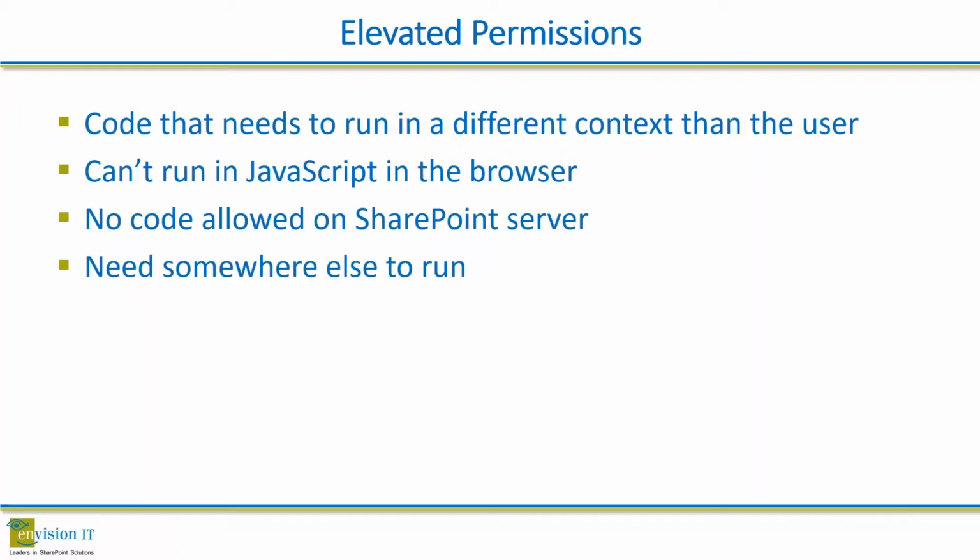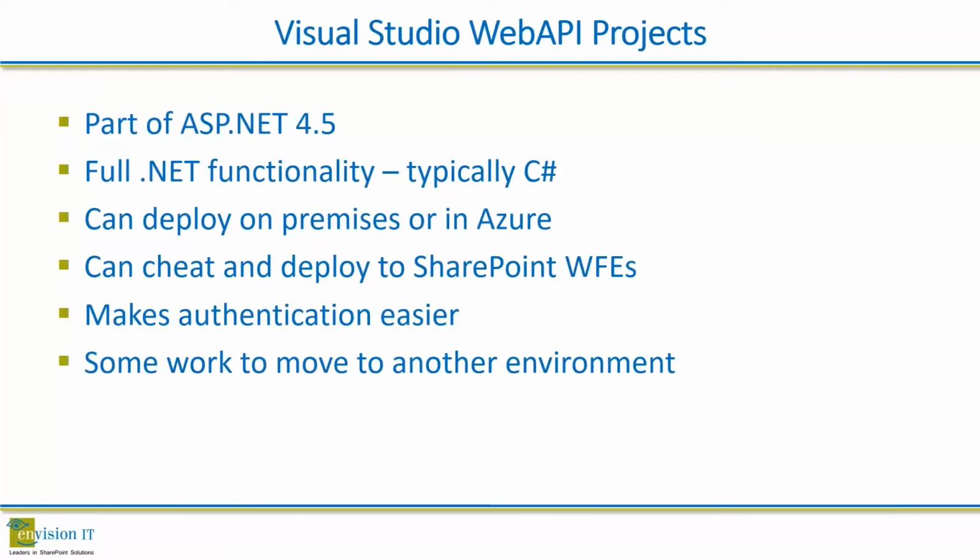You get a savvy user that hits F12 and goes into the developer toolbar, they could actually step around those rules and do what they want from that point of view, or actually directly access the SharePoint lists and put stuff in that way. So if you don't want that, if you need to provide a higher level of security in there, you need to look at running an elevated permissions. We need somewhere else for that code to run than on the SharePoint server itself. This is where we get into Visual Studio Web API projects.